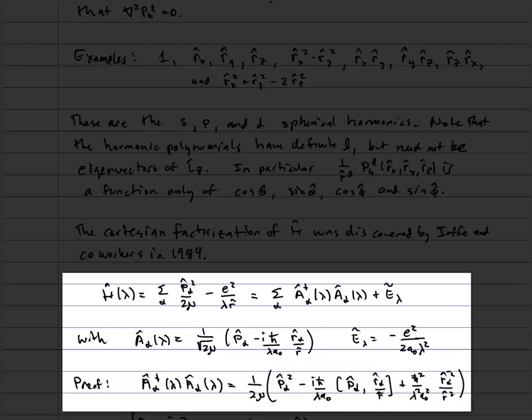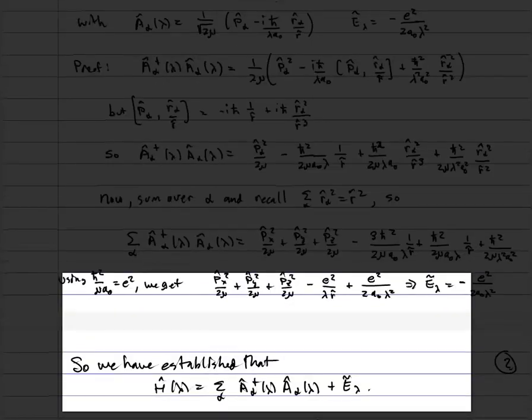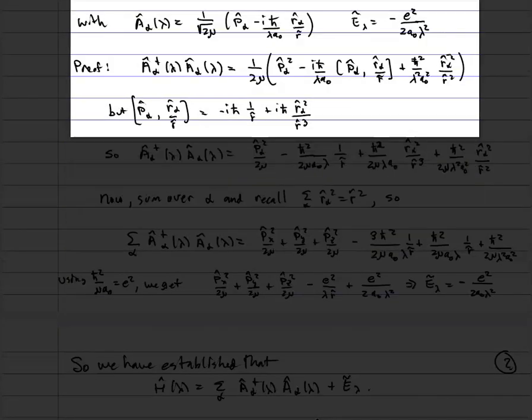So a dagger alpha of lambda, a alpha of lambda is 1 over 2 mu. I'm going to get a p alpha squared. I'm going to get minus i h bar over lambda a0, the commutator of p alpha with r alpha over r hat. And then I'm going to get plus the square of that term, plus h bar squared over lambda squared a0 squared, r alpha squared over r squared. Now, we have to go ahead and work out those commutators.